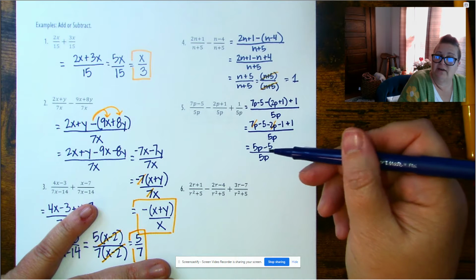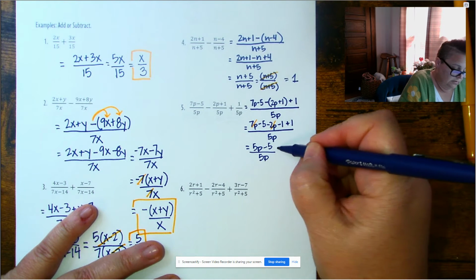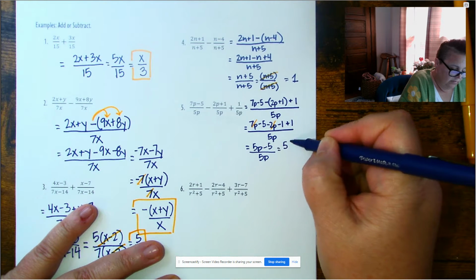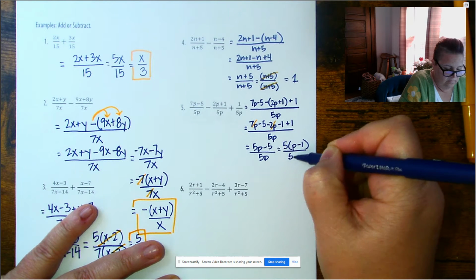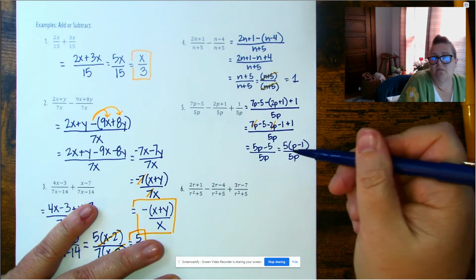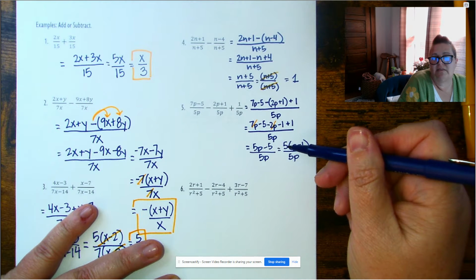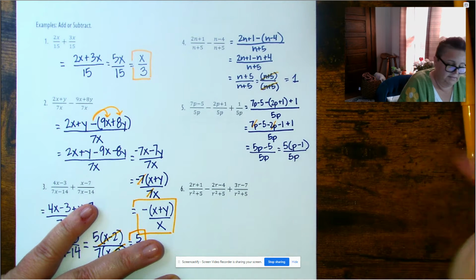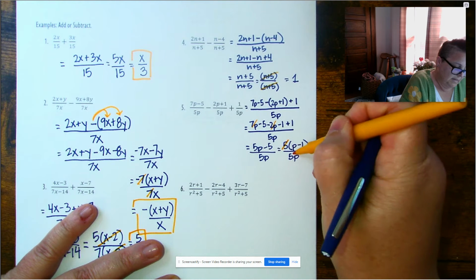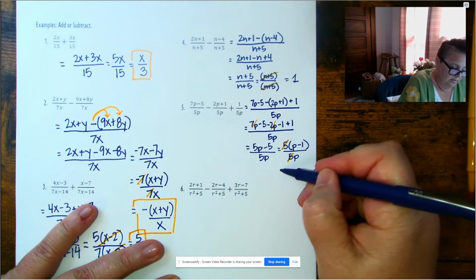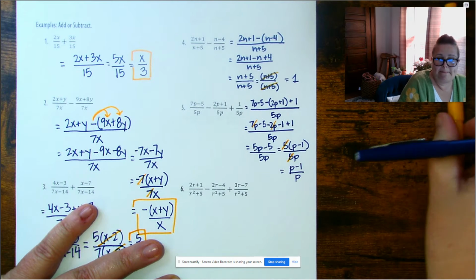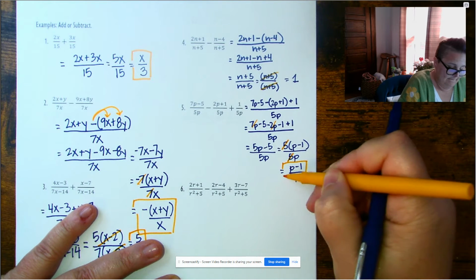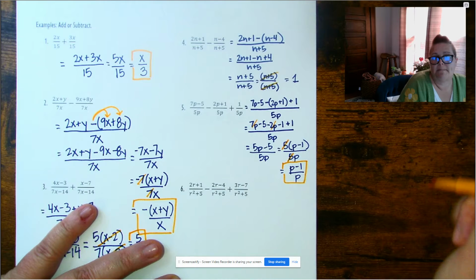But I do see 5s in both of those, so I can factor out a 5. And once I've factored the 5 out, now this is being multiplied, as is this 5. So now I can cancel those 5s, and I'm left with p minus 1 over p. Beautiful.